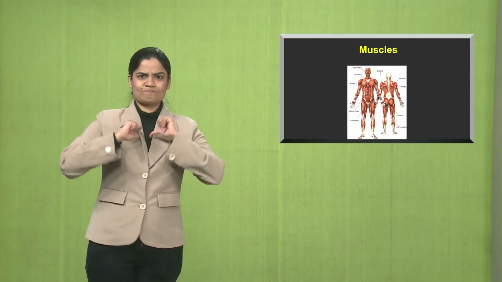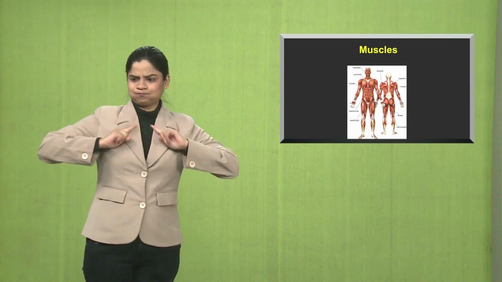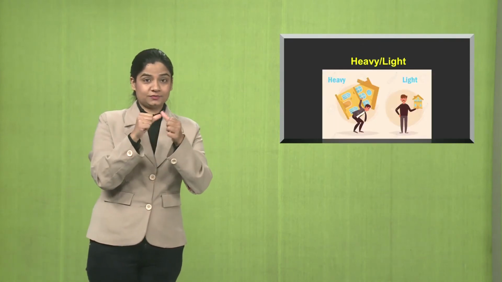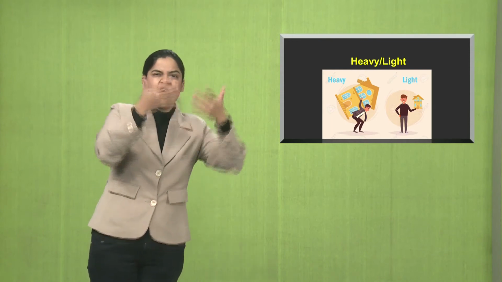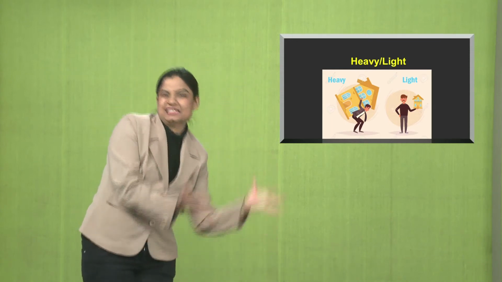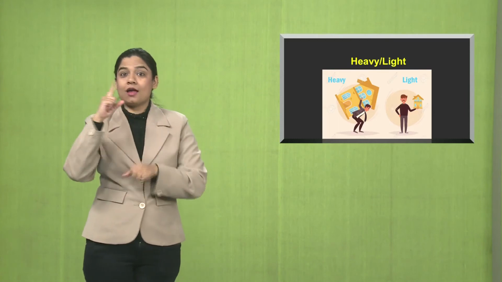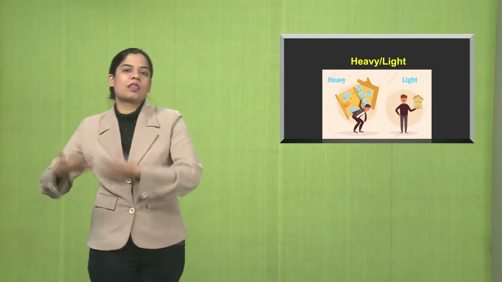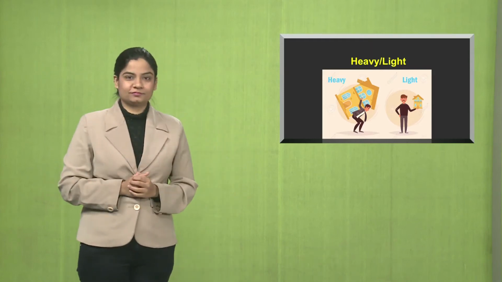Muscles, a band of fibrous tissue in the body, are muscles. Heavy, something that's of a greater weight, difficult to lift. Light is something that's very easy to carry. So, heavy and light.